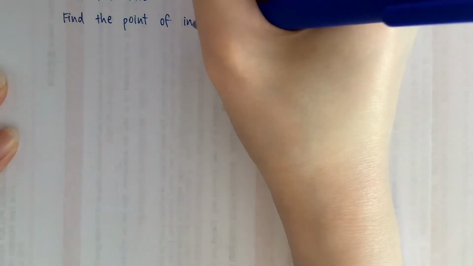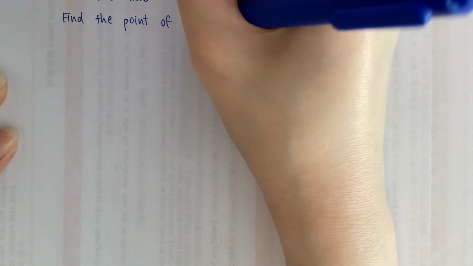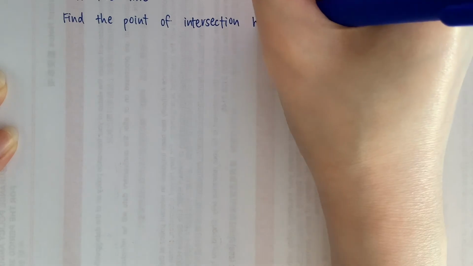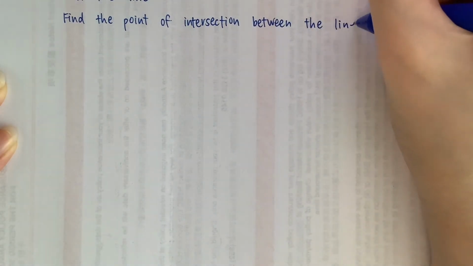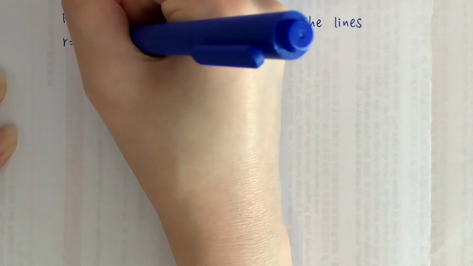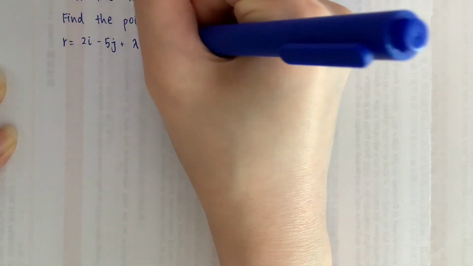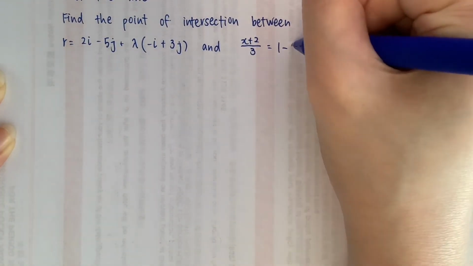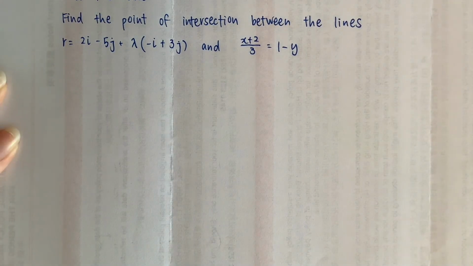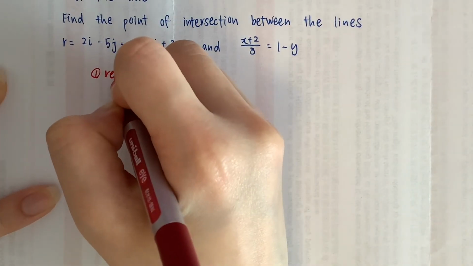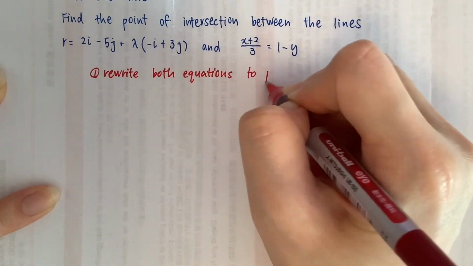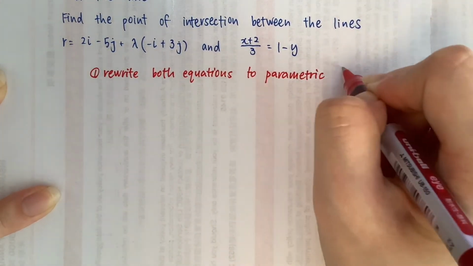So with our new knowledge of how to convert between different forms of vector equations, we're going to solve a question. The question is: find the point of intersection between the lines r equals 2i minus 5j plus lambda times (minus i plus 3j), and (x plus 2) over 3 equals 1 minus y. Here we can note that they're written in different forms. So the first step would be to rewrite the equations in parametric form. And while I wrote both, I actually mean the first one only.